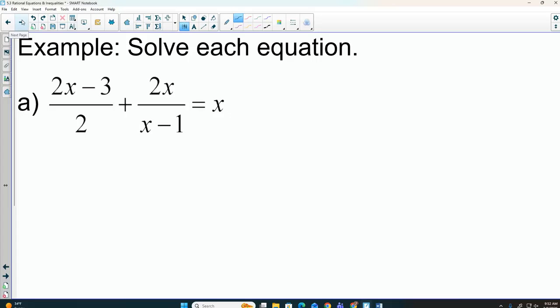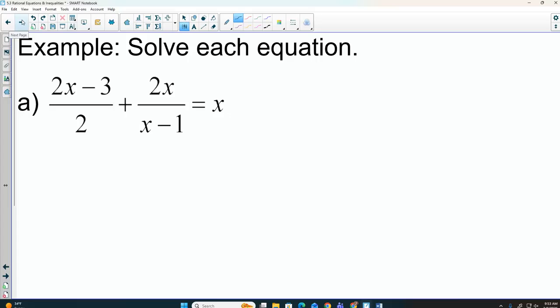All right, we have two options. We can either keep the fraction, get everything together, and get a common denominator so we can put it all into one big fraction. That's option number one. Option number two is get rid of the fractions. Either one will work for solving these equations.